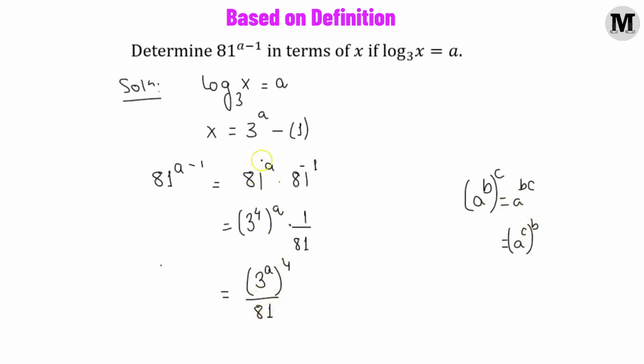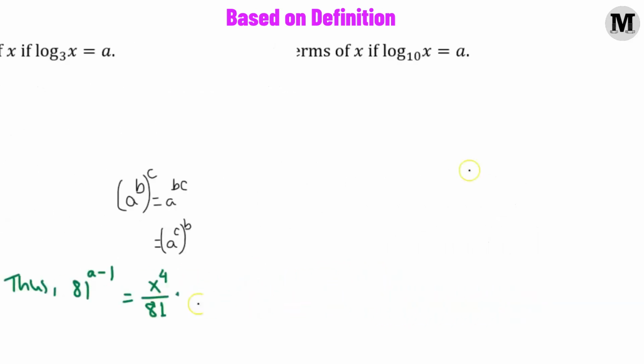We have already obtained 3 raised to the power of a, so that's x as per equation number 1. So we'll substitute this value here, and finally this is going to give us 81 whole raised to the power a minus 1, which equals, so we have 3 raised to the power of a, that will be simply x. So we have x raised to the power of 4 whole divided by 81. So this is the final answer.